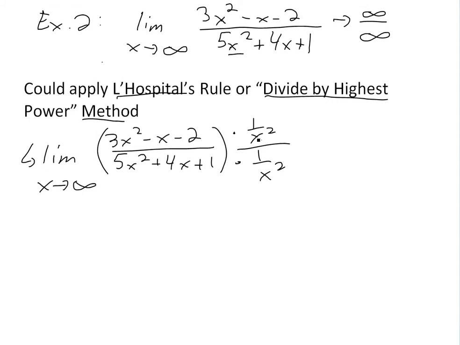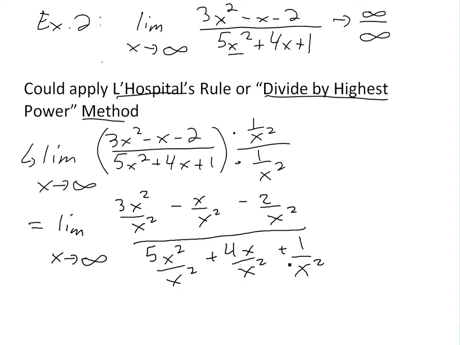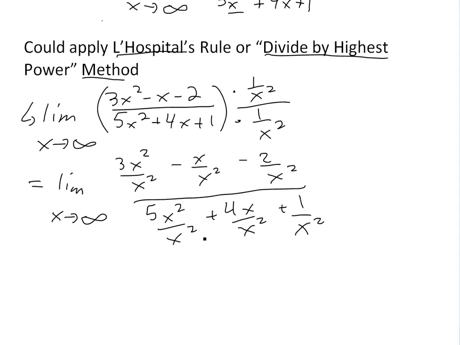So now when we have this, we could divide each single value by x squared right here. This would equal the limit as x approaches infinity of 3x squared divided by x squared, minus x over x squared, minus 2 over x squared. Similarly for the bottom, we'll divide each single number here by x squared. So now these cancel, and this cancels, etc.